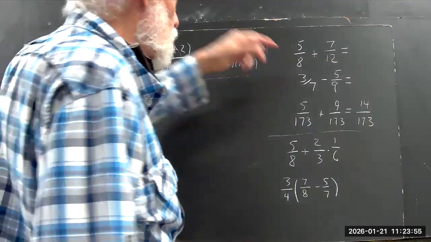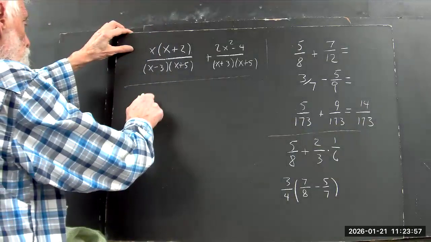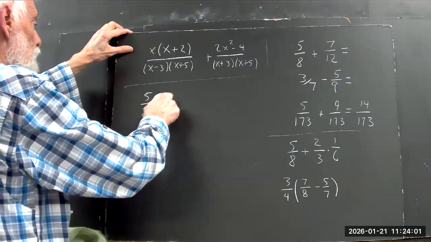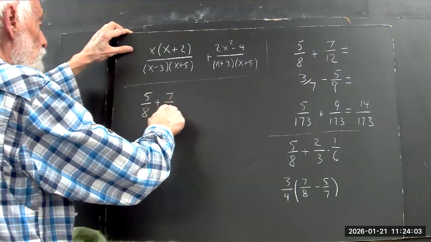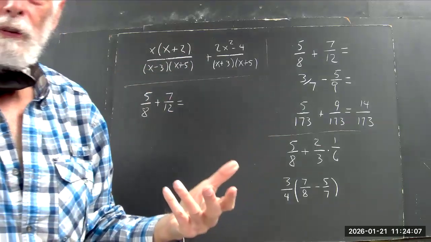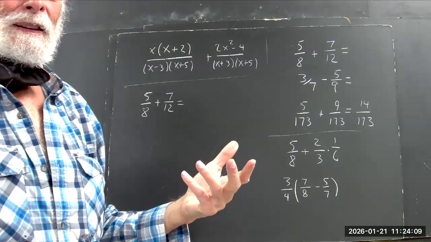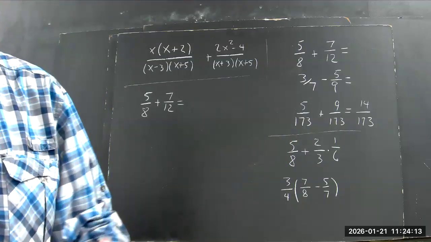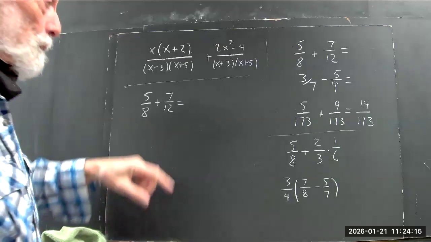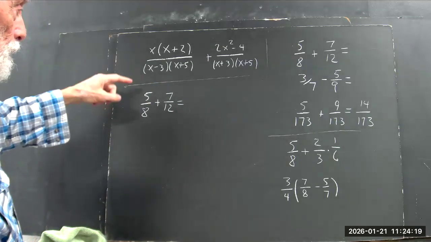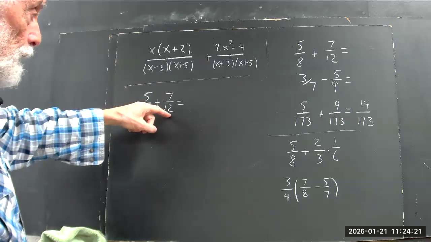All right, now let's go up to 5/8 plus 7/12. Now that is read 5/8 plus 7/12. Although if I say it aloud, AI will interpret that and write it with slashes if I ask it to. But anyhow, 5/8 plus 7/12.